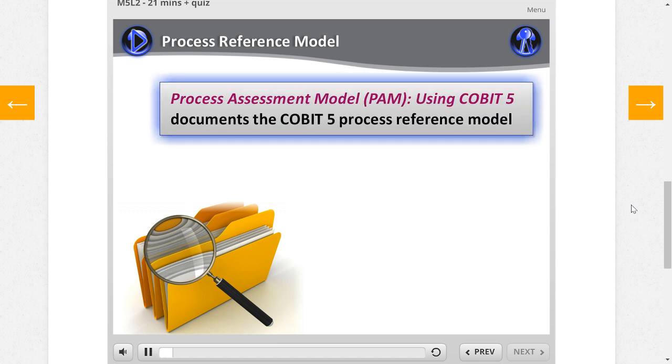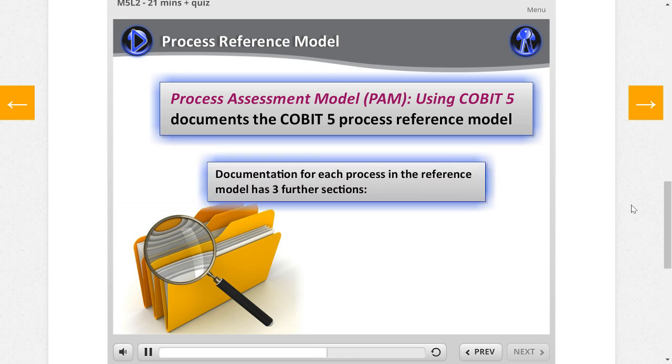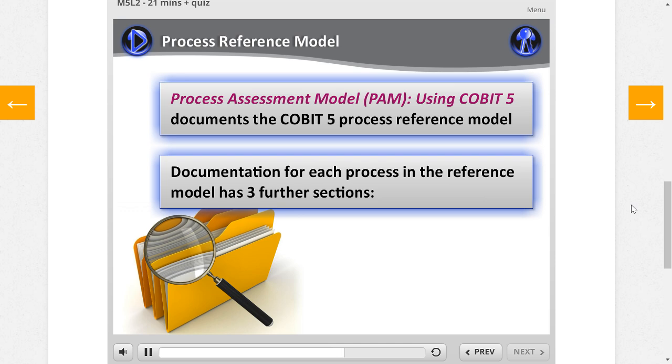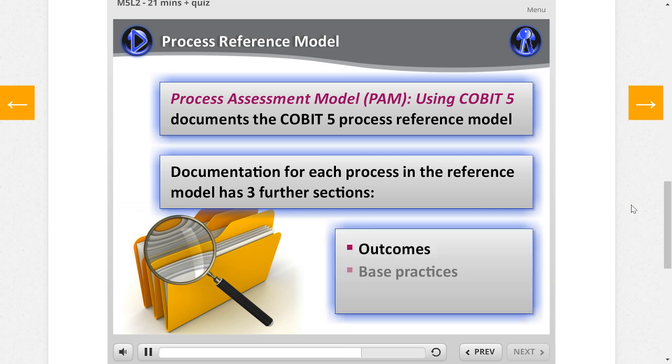The publication Process Assessment Model PAM using COBIT 5 documents the COBIT 5 Process Reference Model. It is based on the documentation in the Process Reference Guide that you were introduced to in Module 3, Lesson 2. The format is changed to align it with ISO 15504, and there is some extra information. The process ID, name, description, and purpose statement are identical to those you're familiar with. The documentation for each process in the reference model has three further sections: outcomes, base practices, and work products. We'll look at each of these over the next three screens and use process BAI 06 Manage Changes as an example.